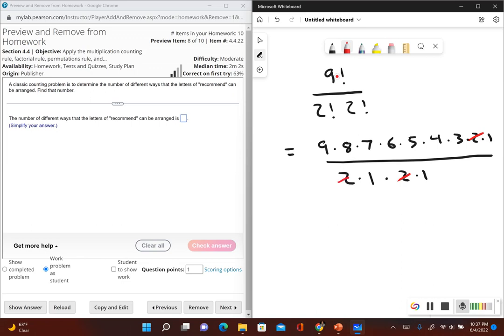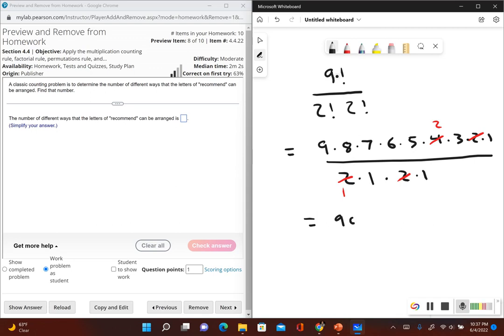Another thing that I can do, I could cancel out this 2 with this 4. But now I have to replace the 4 by 2. So 2 goes into 2 once, there's a 1 right here, and then 2 goes into 4 twice. So that's why I have that 2 above the 4. So now we could go ahead and use our calculator and multiply this out. All I have to do is multiply out the numerator, because in the denominator I just have 1 times 1 times 1 times 1. If I divide anything by 1, I get the same number. So just worry about the numerator. I have 9 times 8 times 7 times 6 times 5 times 2 times 3 times 1.